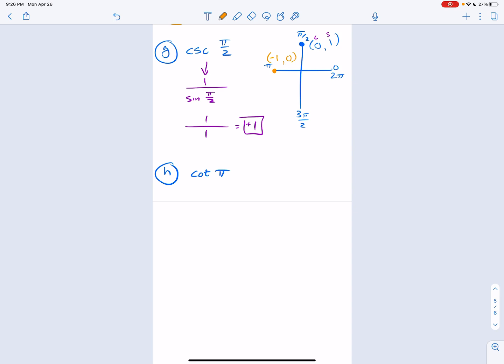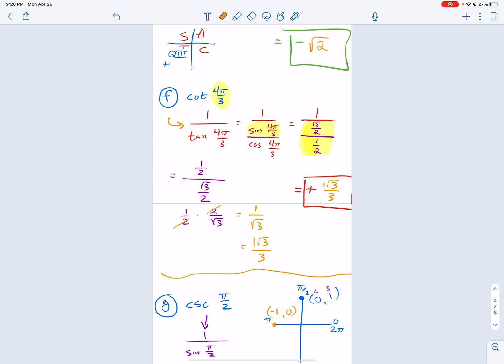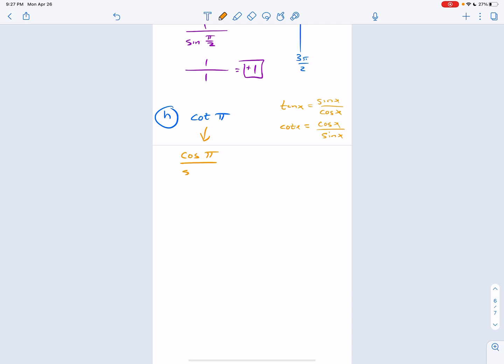Cotangent. Now, cotangent in the previous example, I wrote as 1 over tangent, the reciprocal of tangent. But you can think of it another way. Recall that tangent is sine over cosine, right? So cotangent, you could think of it as 1 over tangent, or you could think of it as cosine over sine. However you think of it, it'll work, okay? So I'm going to go ahead and take that option there. Cotangent of pi is the same thing as cosine of pi over the sine of pi.